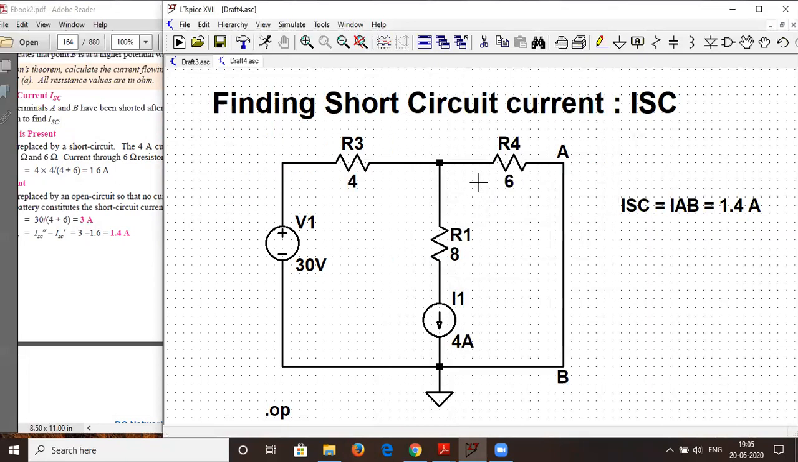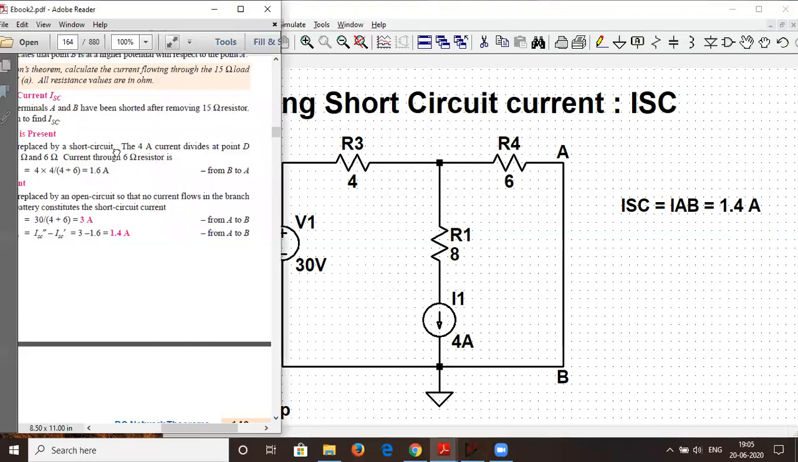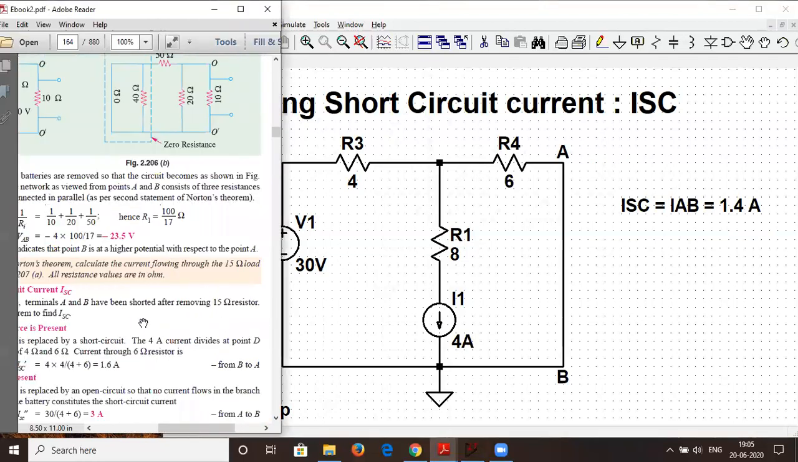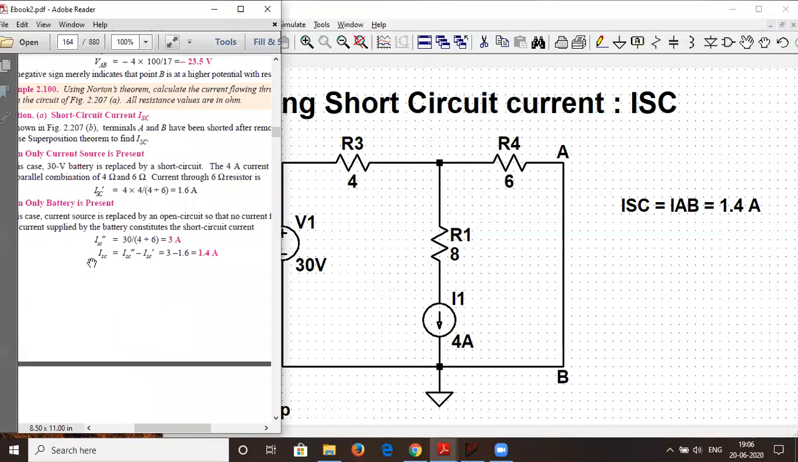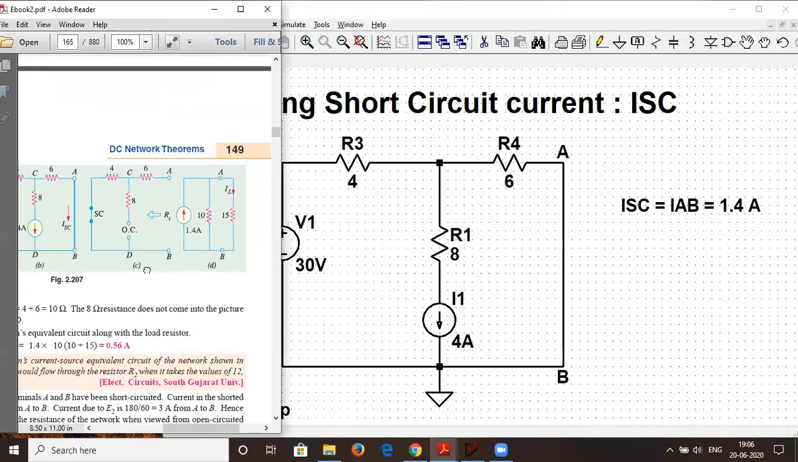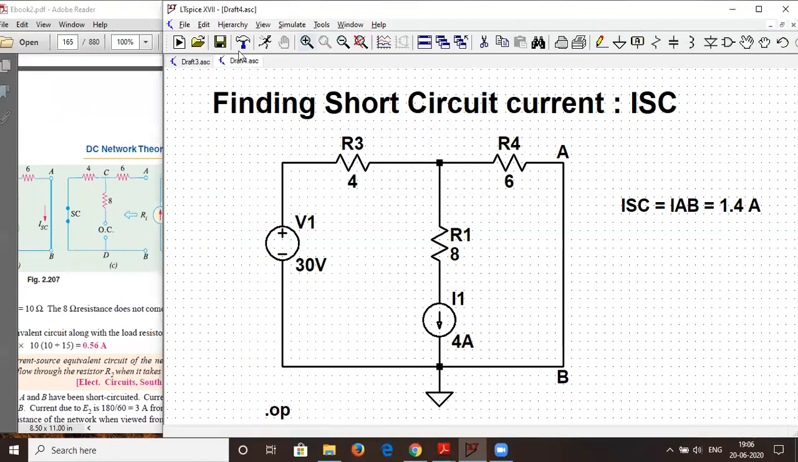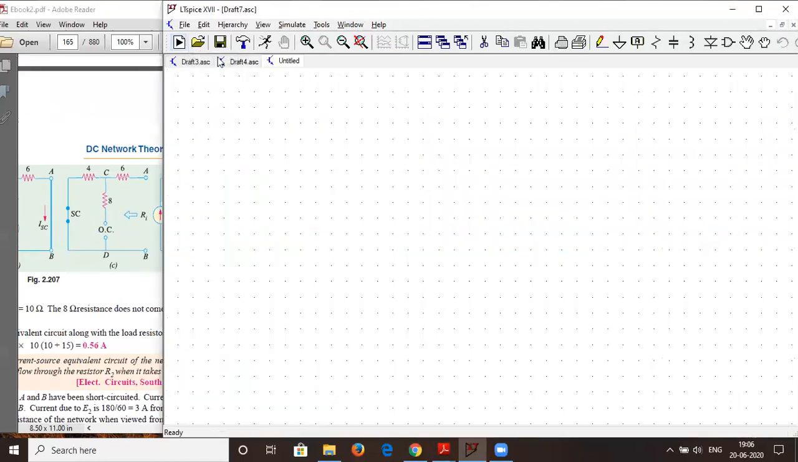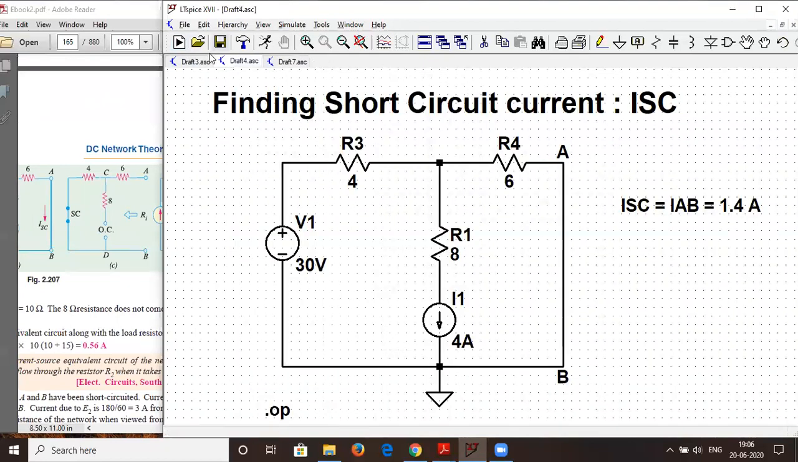Let me write it. We have to remove the load resistor first, wherever we want to find the equivalent circuit. Then we replace it with a wire, and then we find the short circuit current, which is around 1.4 amperes. Now the next thing is to find the equivalent resistance. You can find it very easily. So this ISC is matching, it's coming out to be 1.4 amperes. Now next is to find the equivalent resistance. It's similar to the procedure in Thevenin's theorem. So again, I will copy the main circuit.